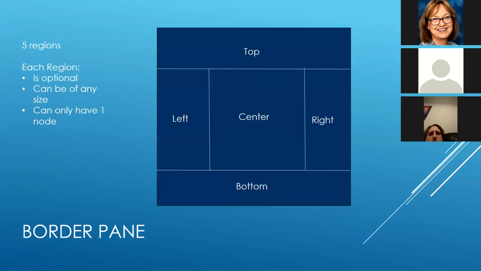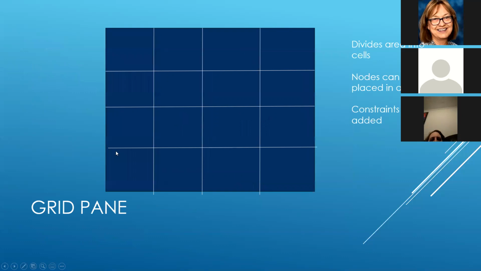Here's an example of a border pane. A border pane is a container that has 5 regions. It has a top and a bottom, and a left and a right and a center. So as I'm adding other nodes to my border pane, I could specify that I want this node to go on the bottom or on the top. So all of these different panes give me different options for building my display.